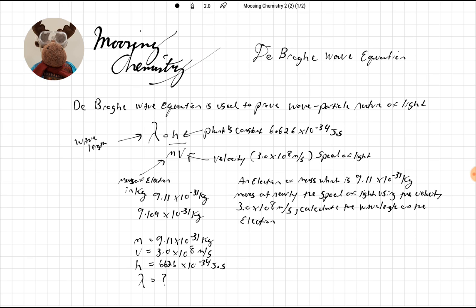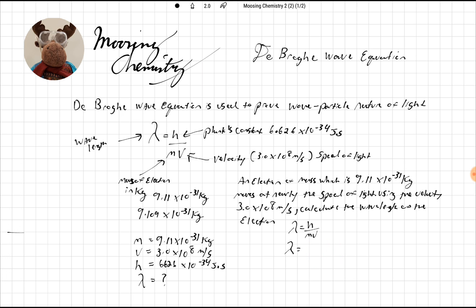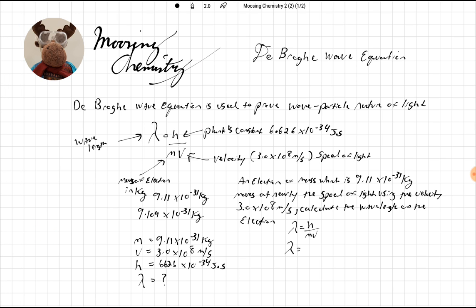All right, so we take this equation, lambda equals h over mv. Now all we have to do is plug it in to get the wavelength. So lambda equals 6.2... whoops, I always make that mistake. Hang on, let me get my eraser here. There we go. Oops, need the eraser one more time. I love making these little mistakes. Kind of adds to the fun of the whole thing.